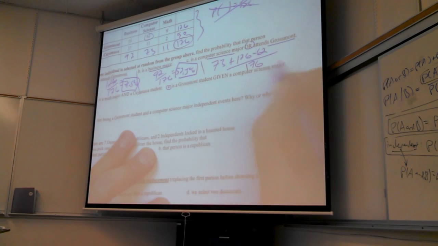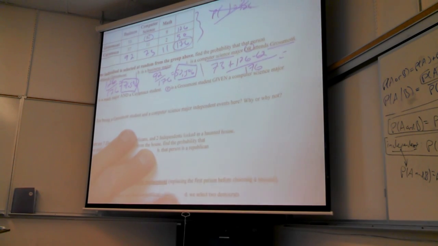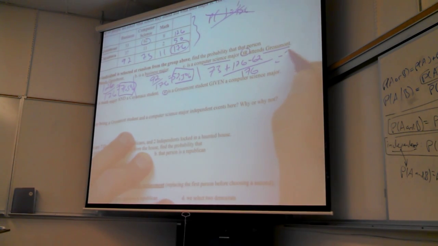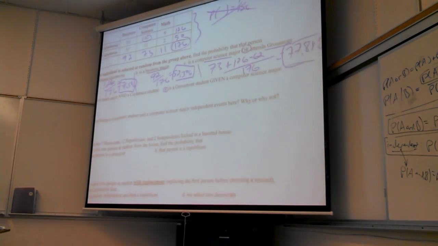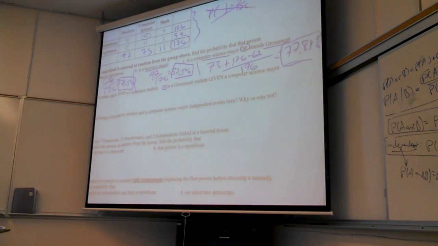Out of 176, so it's like 77.84. Okay. I can deal with that. Cool. How are we doing so far? You guys understand how this works?